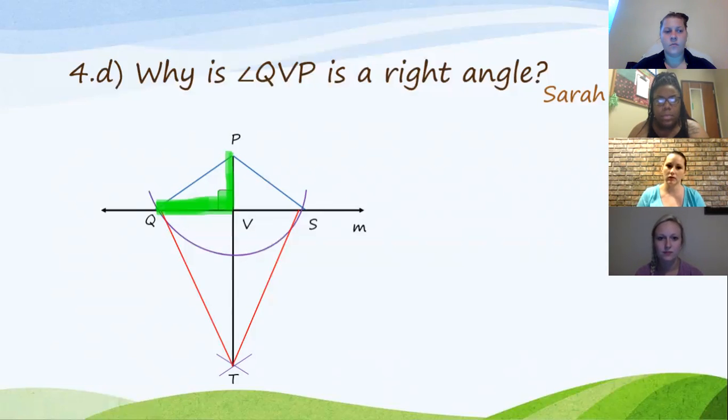We have a vertical line that intersects our line M. That tells us that the sum of our 2 angles will be 180. And anytime you have a vertical line intersecting a straight line, we know that it's going to be 90 degrees because we have 2 angles, and the sum has to be 180 degrees. So we know, therefore, that the angle QVP will be 90 degrees.